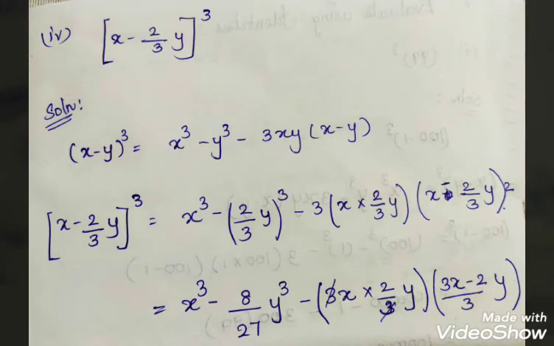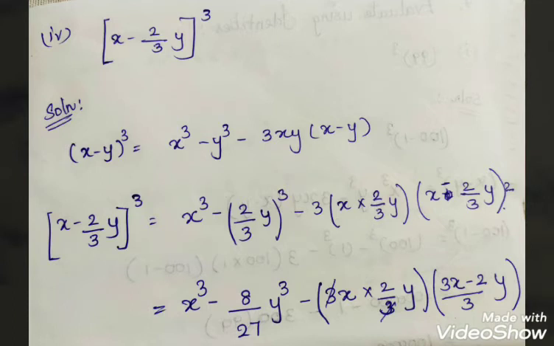See another problem: x minus 2 by 3 y the whole cube. Here I am using the x minus y the whole cube formula. So x cube minus (2 by 3 y) the whole cube. No need to put minus 2 by 3, already in the formula we are having minus. So minus 3 into x into 2 by 3 y into (x minus 2 by 3 y). Right, next: x cube minus 8 by 27 y cube minus 3x into 2 by 3 y. 3 gets cancelled, and (3x minus 2y) by 3.